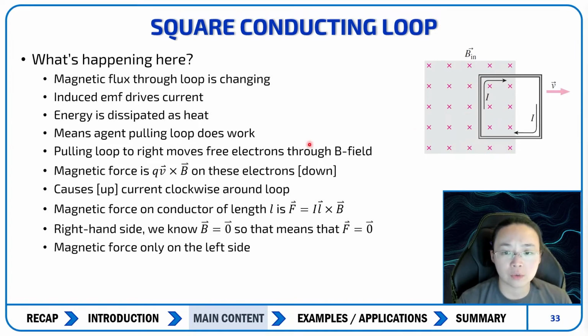The magnetic force on these electrons is known as qv crossed with B, and that's going to be in the direction downwards. This causes an upwards current that's clockwise around the loop, which is why you see a loop going in the clockwise direction. The magnetic force on the conductor of length L, so assume all these are L, is F equals IL crossed with B. On the right-hand side, there is no magnetic field, so it's zero valued, which means there is no force acting on this. So the magnetic force only exists on the left side.